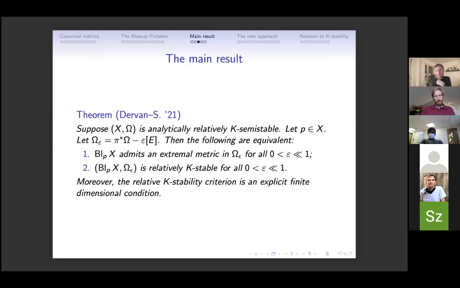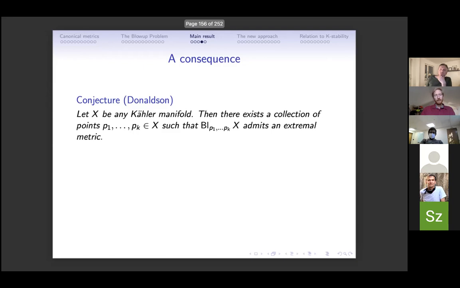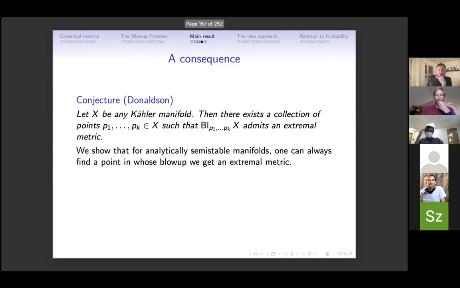So before talking about some aspects of the proof of this, I just want to mention some consequences. There's this conjecture of Donaldson's, which says that on any Kähler manifold, it might not admit an extremal metric, but even if it doesn't, you can find a collection of points on it so that if you blow up the manifold in those points, then that blow-up admits an extremal metric. That's a general conjecture due to Donaldson. And we show that for analytically semistable manifolds, you can always find a point in whose blow-up we get an extremal metric. So the criterion you need in the obstruction can be satisfied for some choice of point.